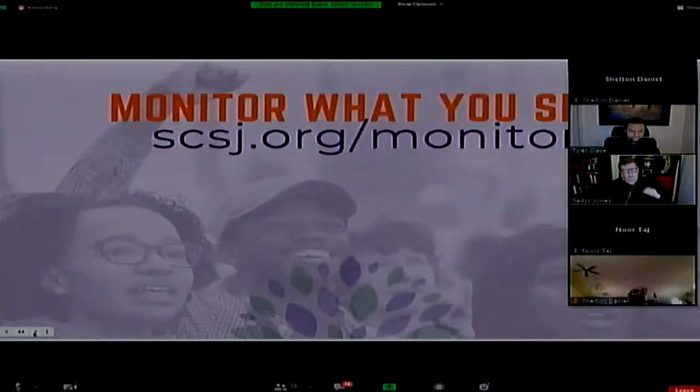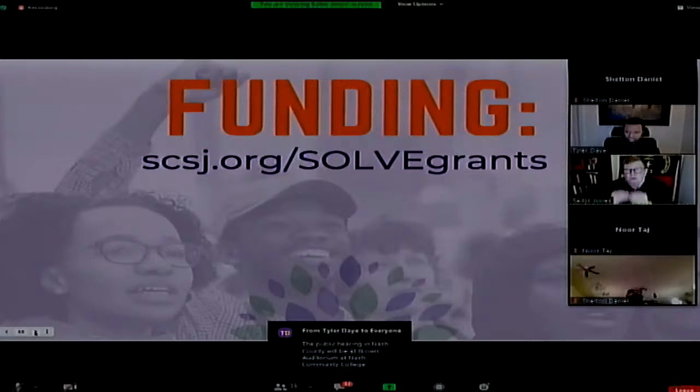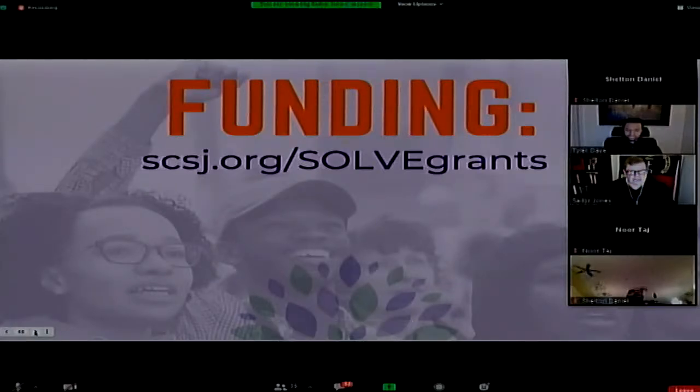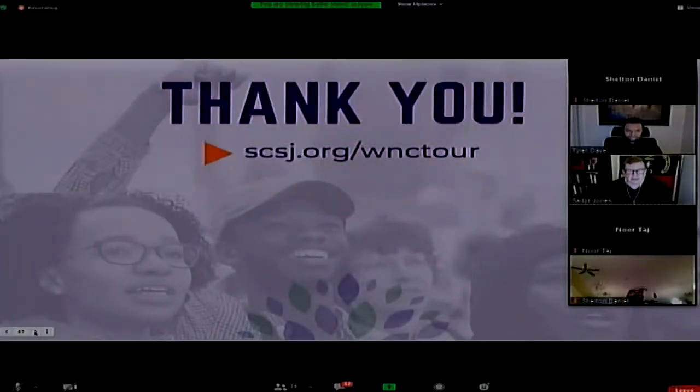You can monitor what you see there. A lot of people wrote into us and said they had trouble finding it at scsj.org/monitor. And we've also got funding for community groups who are working to monitor redistricting. You can get up to $10,000 from these grants. You can apply tonight at scsj.org/solve-grants. If you're working in your community on redistricting, you should get paid while you're doing it, and these grants do that. So we want to thank you.